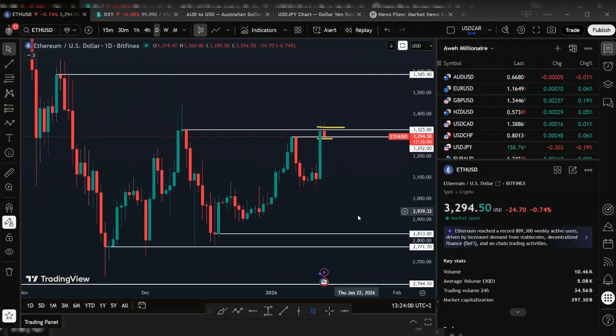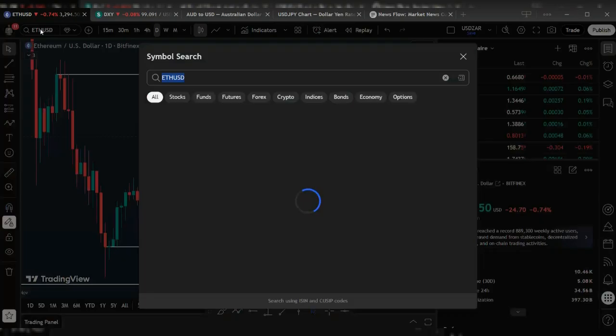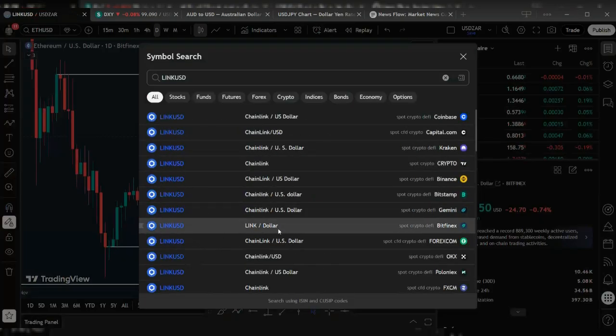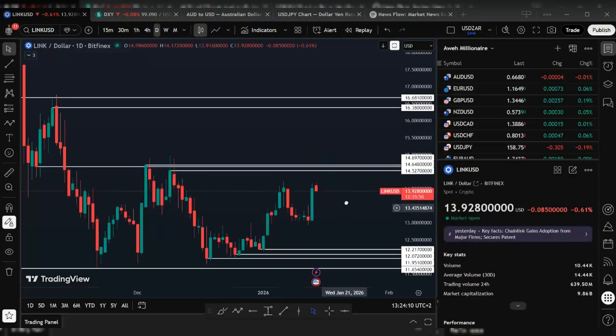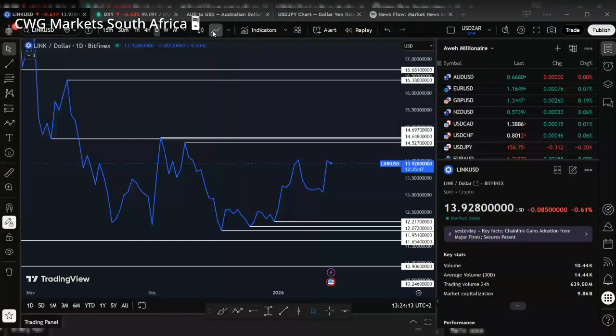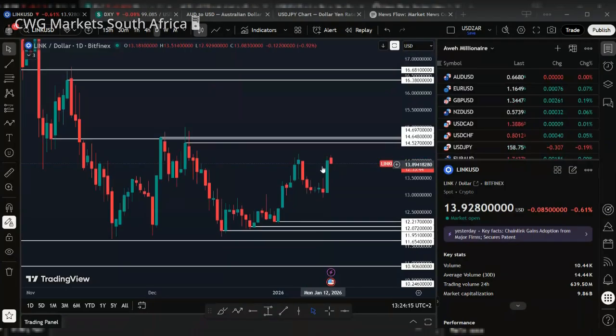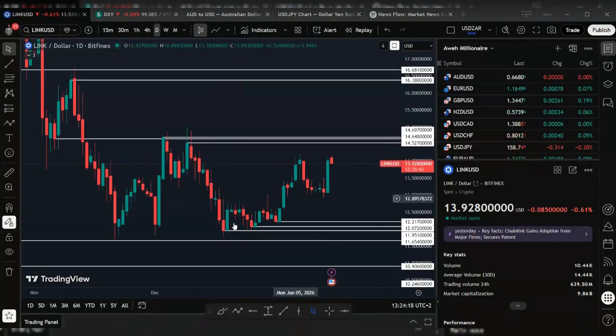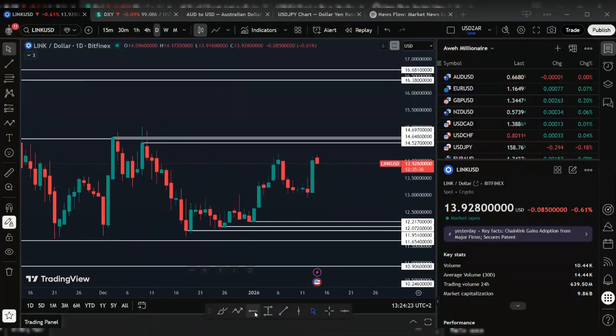The next one we'll look at is Chainlink. So let's look at Chainlink, which is LINKUSD. What we can see here is price is currently at an intraday resistance level, around this level over here, which is the 14.22 minor resistance level.